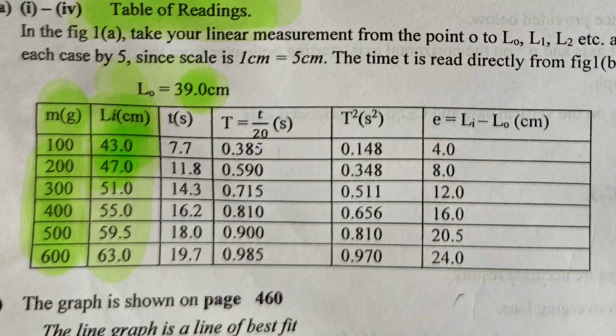Alright, so observe this: 0.385, 0.590, 0.715, 0.810, 0.900, 0.988. Now if you observe, this one is 0.9, but what happened? They decided to add 00 to complete the 3 decimal places. WAEC respects this, and you must also respect this. If not, you fail.